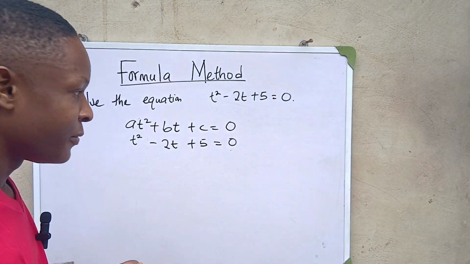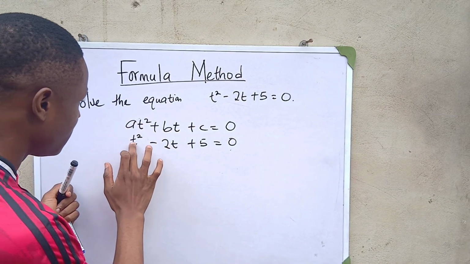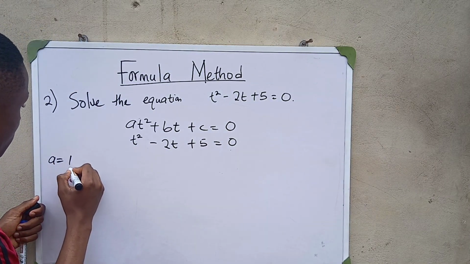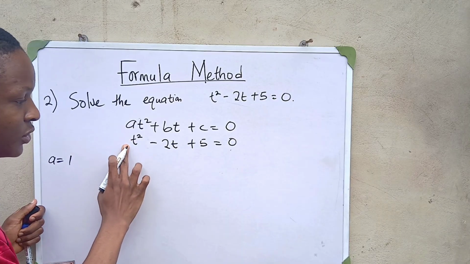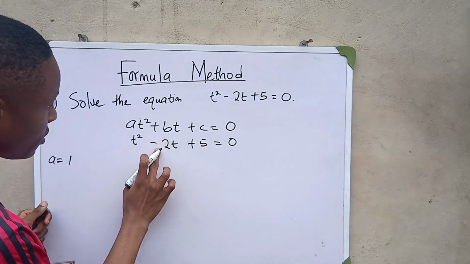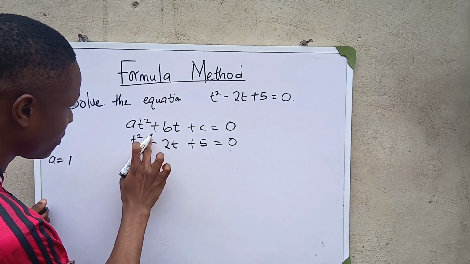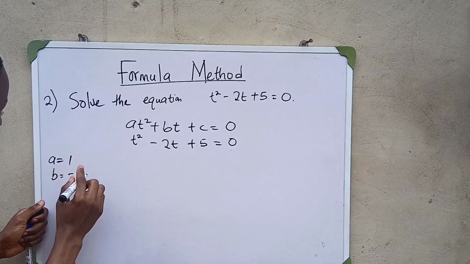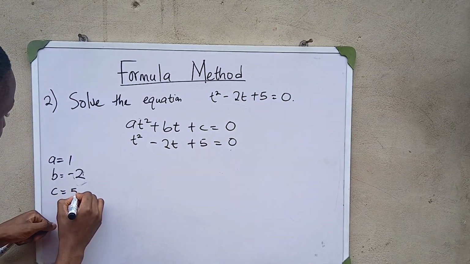And let this not confuse you. Remember, t is the variable. So the coefficient of t comparing this and this is 1. So a is equal to 1. Since there is nothing written here, it means that the coefficient of t squared is 1. And b is equal to minus 2. Remember, the operation is attached, minus 2. So b is minus 2 and c is 5. So c is 5.